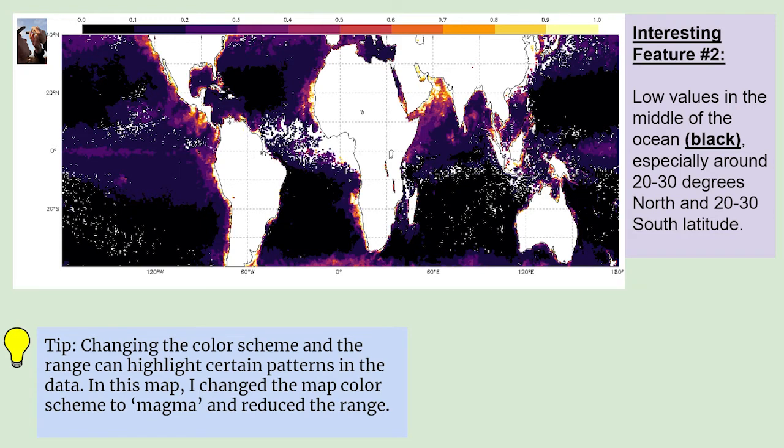So in this map, I changed the color scheme to magma, which made the areas of low chlorophyll values very dark, and I reduced the range to show areas of low chlorophyll concentration. So this is a technique that you can use to help in your data exploration.